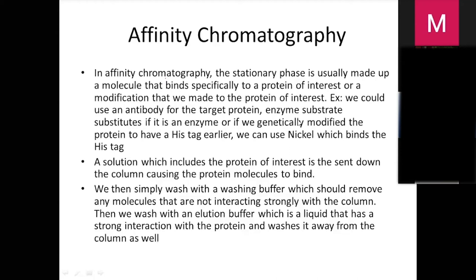Doing this, we can ensure the only thing left on the column after we wash with the washing buffer is just the protein of interest bound to the column, the antibody, or whatever it is. Then we wash with an elution buffer, which is a liquid that has a strong interaction with the protein of interest as well. Once we do this, it'll actually break the interaction between the protein of interest and the column, and then we collect whatever comes out with the elution buffer. And when we do this, we ensure that the thing we collect in our beaker after the elution buffer is just the protein of interest with the elution buffer, nothing else. All the other proteins have been gotten rid of already, right?